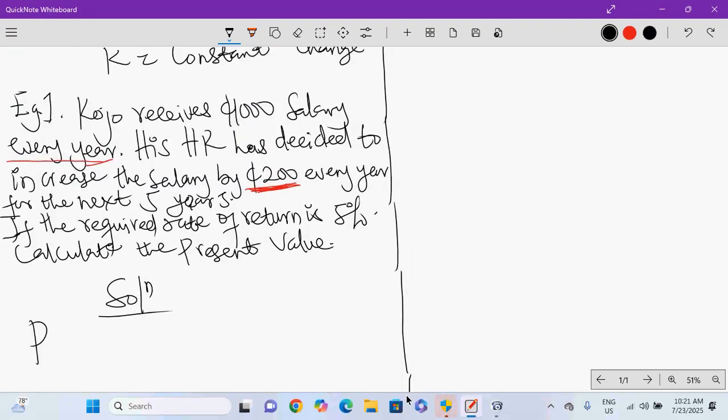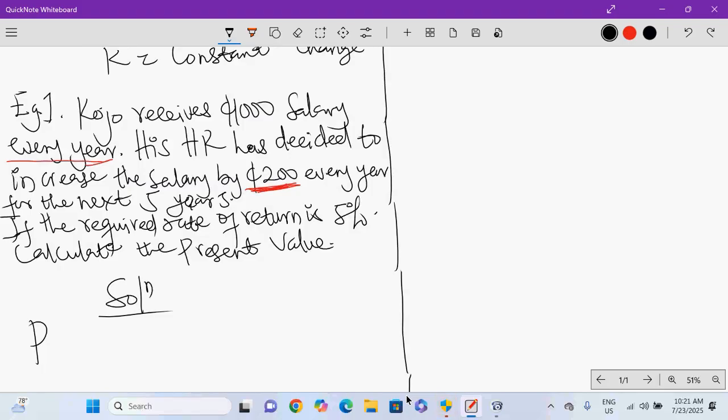The first question to ask ourselves is, is it an annuity question? Yes, it is an annuity question, because Kojo receives a 1,000 cedis salary every year. That is an annuity, where you receive equal cash flow at a constant interval. All right, so that is annuity.